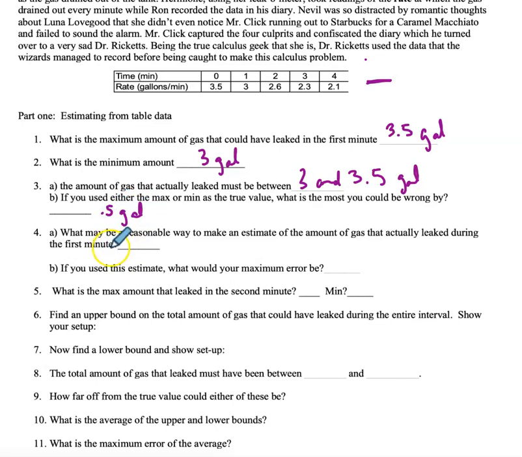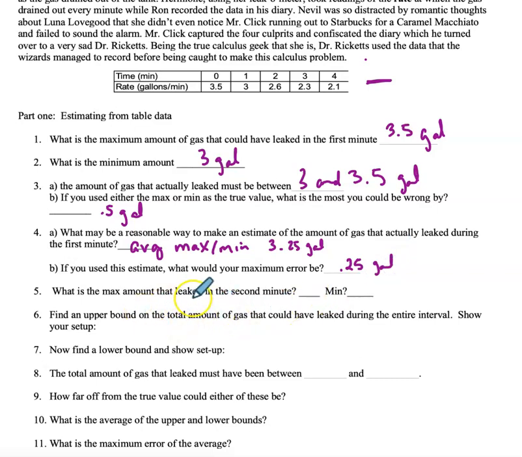So if we wanted to reduce our error, what might be a reasonable way to make an estimate of the amount of gas that actually leaked out? Well, if we wanted to come up with a reasonable estimate, we could take the average of the max and the min. And if we averaged 3 and 3.5, we would get 3.25 gallons. So if we had estimated 3.25, but the actual was either the 3 or the 3.5, our maximum error has now been cut in half, and it's now just 0.25 gallons.